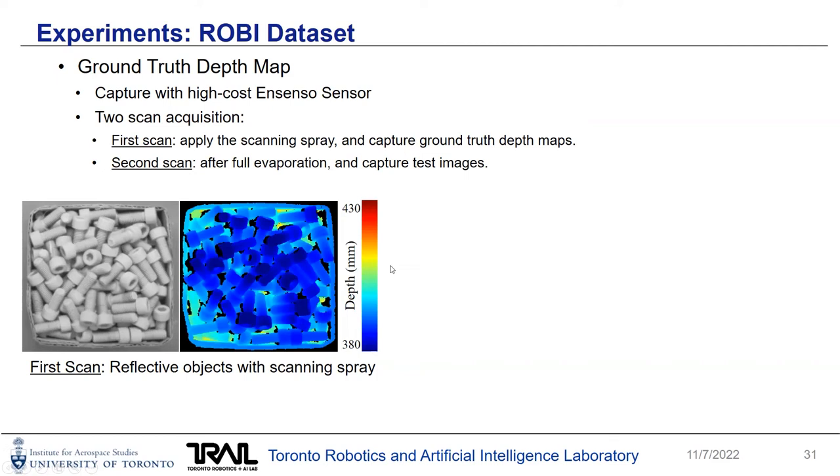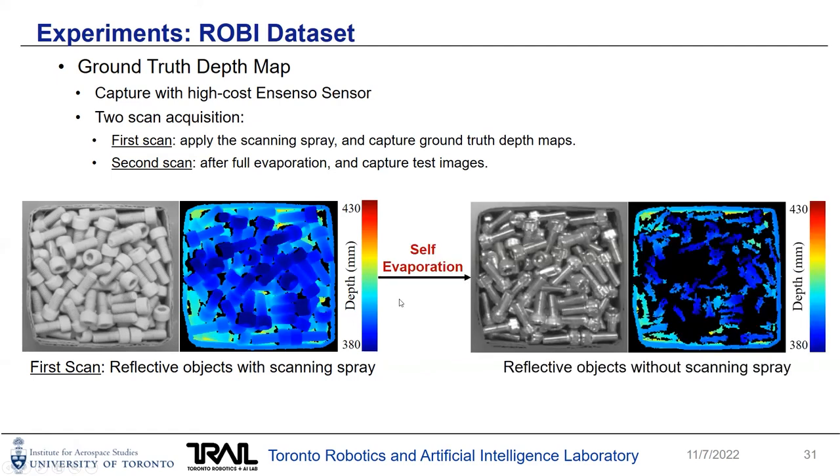So what we do for this dataset is that we first apply the scanning spray so that we can capture the ground truth depth. In the second scan, we wait for the self-evaporation of the scanning spray and capture the raw data for the reflective objects, right? From this image, we can clearly see the difference between this shiny object and the object with a matte surface. We can see how much depth data is missing, and how big the drop is when we have a reflective surface compared to matte object surfaces.